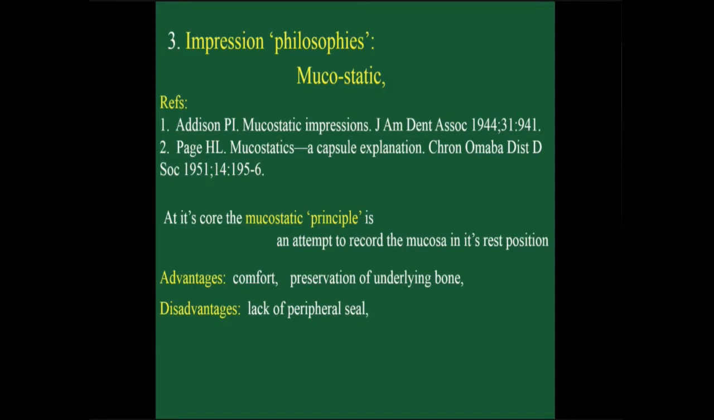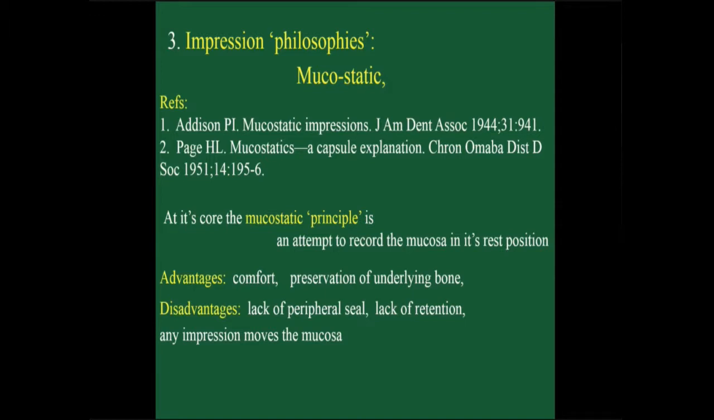In its purest form, the type of impression talked about by Addison doesn't compress the periphery, and it records a knife edge finish to the denture in the sulcus, and as such it often, in its purest form, lacks peripheral seal. That leads to a lack of retention in any impression. Now, the other thing to say about mucostatic impressions is that no impression is absolutely mucostatic.